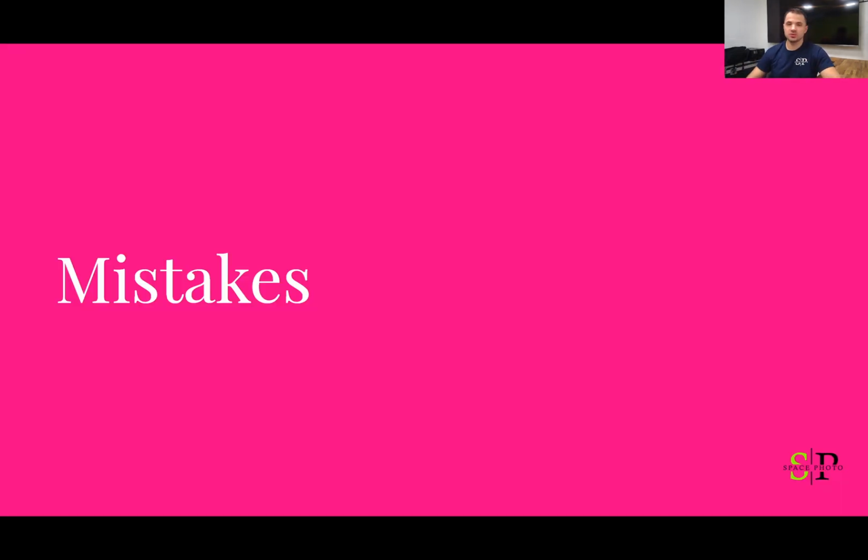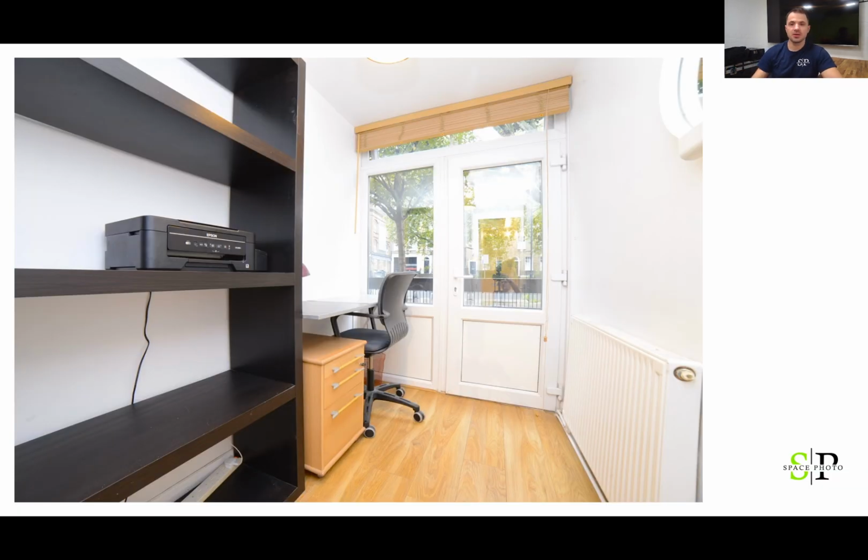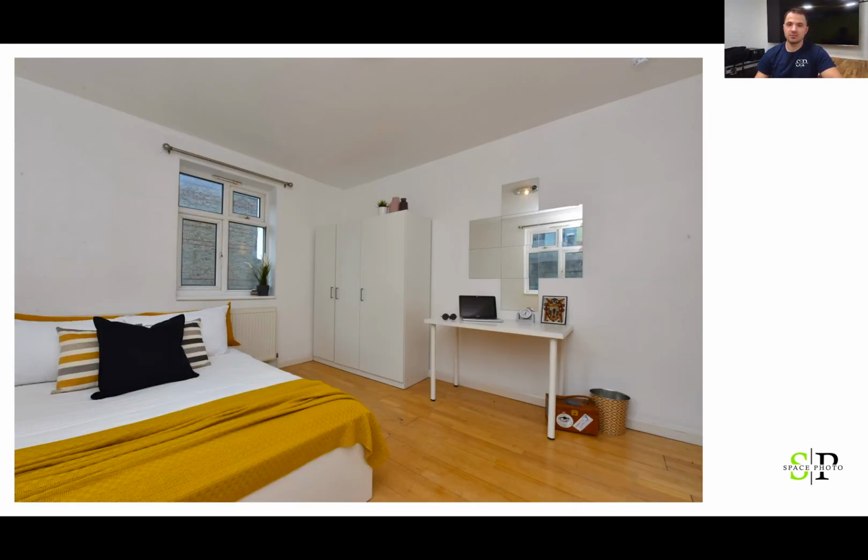Okay, so let's go to the mistakes now. Here we can see this is a shot done, but there was no image for replacement of the window, and we can see in the window we have a flash, and we also have the photographer himself. So basically just switching off the flash, we would get a shot that we can use to replace the view that is visible in the window.